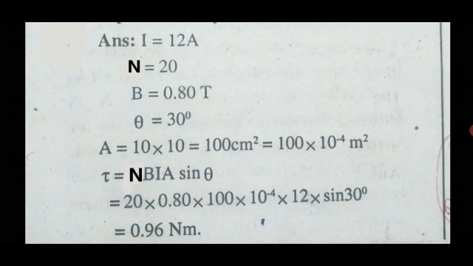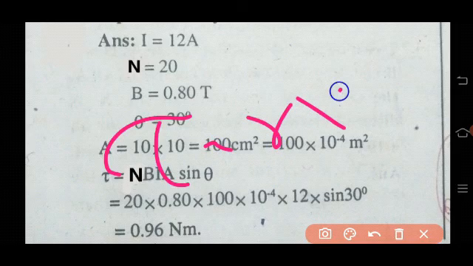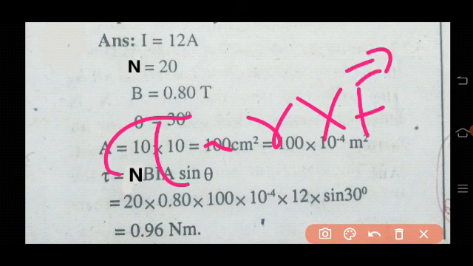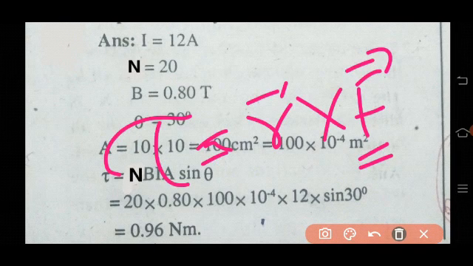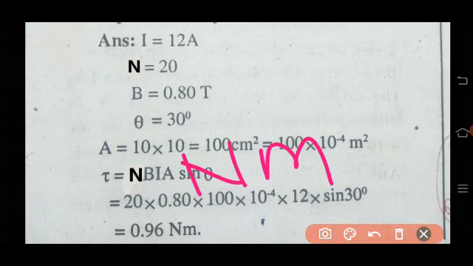What is the unit of torque, magnetic torque? Newton meter. Because in the first year you have studied torque equal to R cross F. R is the distance, that is meter, and F is the Newton. So you can use this unit, that is Newton meter.